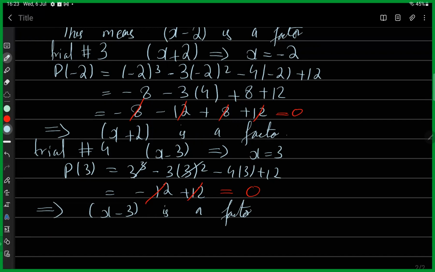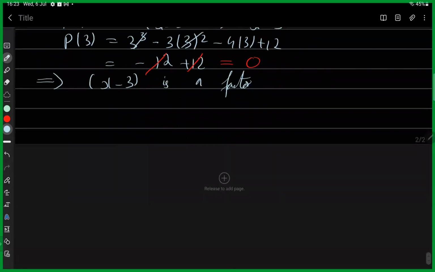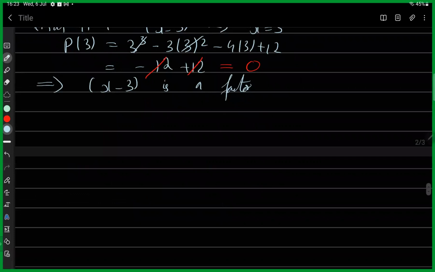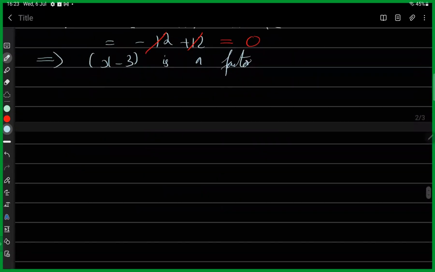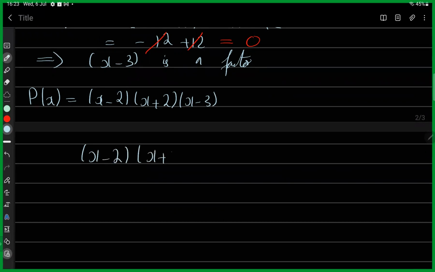So we are not done yet. The question was about solving it. Now we know that P of x can be written as x minus 2, x plus 2, and x minus 3. And the equation was P of x equals 0. This means we need to solve x minus 2, x plus 2, and x minus 3 equals 0.